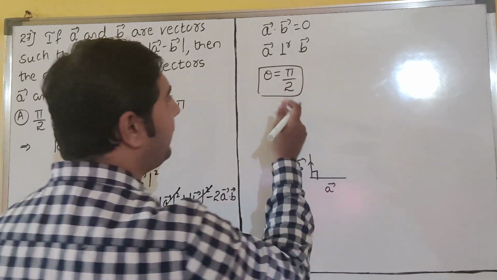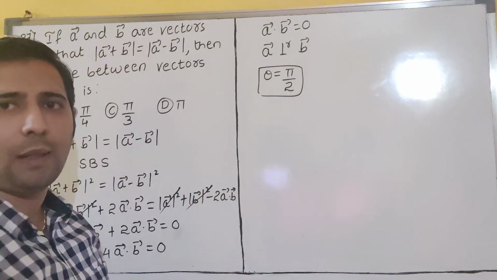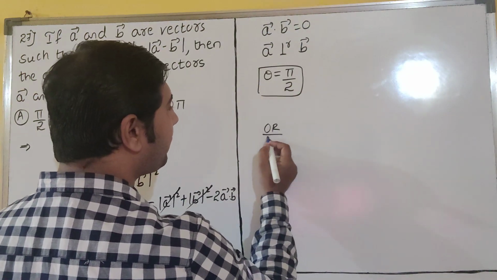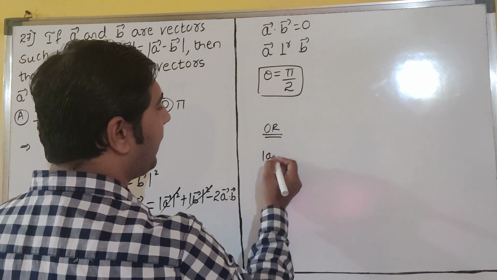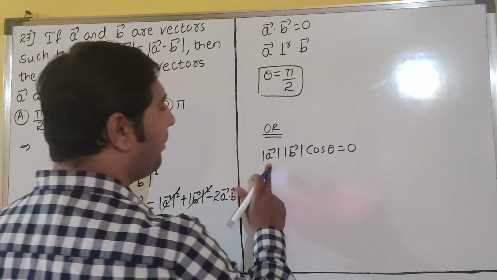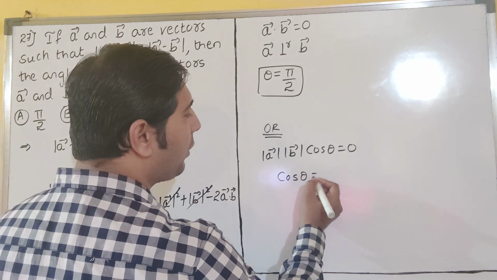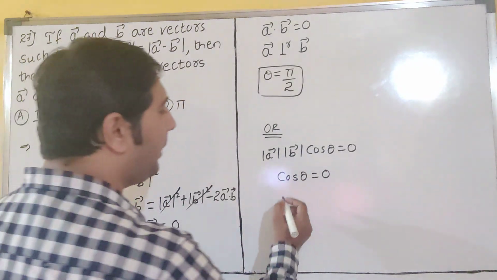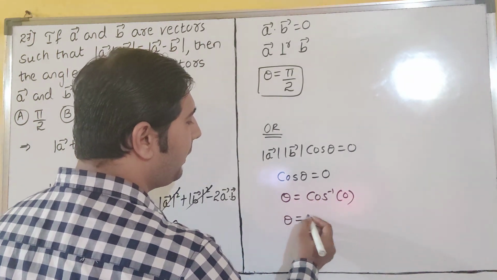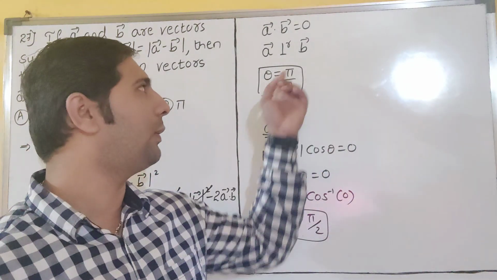If you are not clear with this, still I can tell you one more method. Some of the students may say, sir, instead of this, A dot B means magnitude A into magnitude B into cos theta is equal to 0. Magnitude A into magnitude B, you take that side, it will become 0. They will say cos theta is equal to 0. When cos will become 0, you know that. Otherwise, cos inverse of 0 is what? That is 90 degrees, you can say.